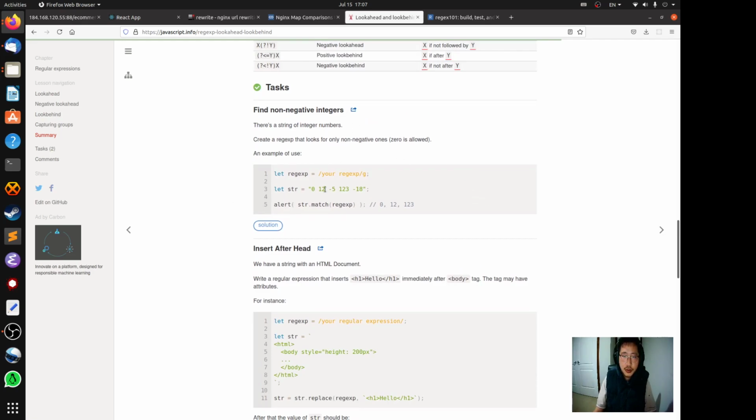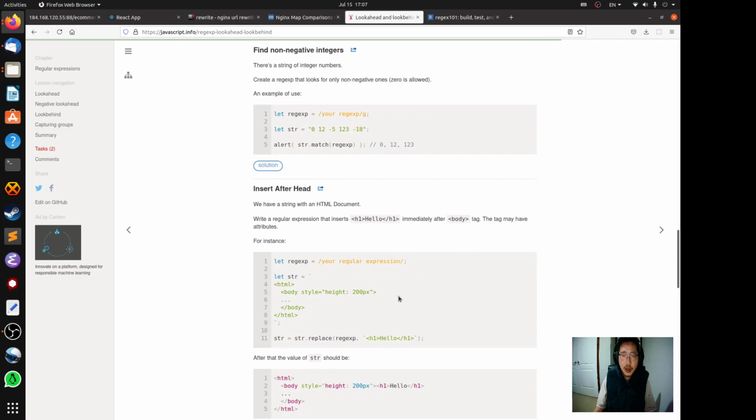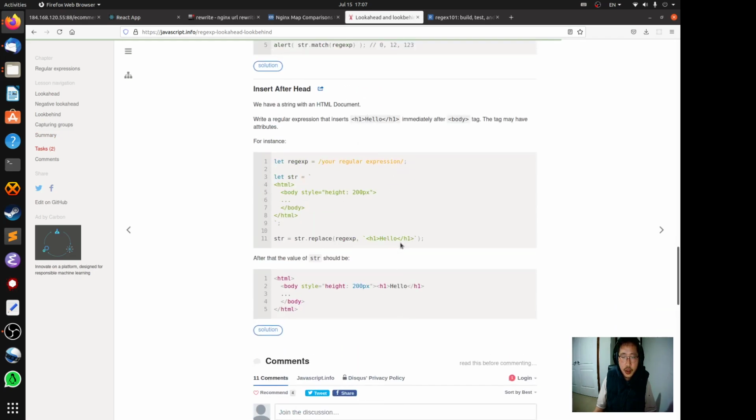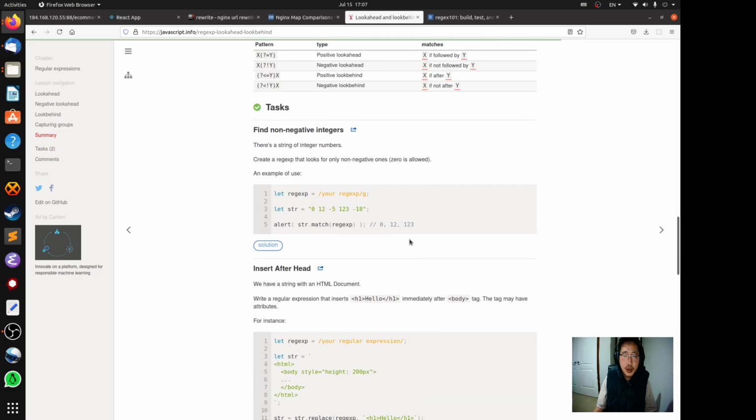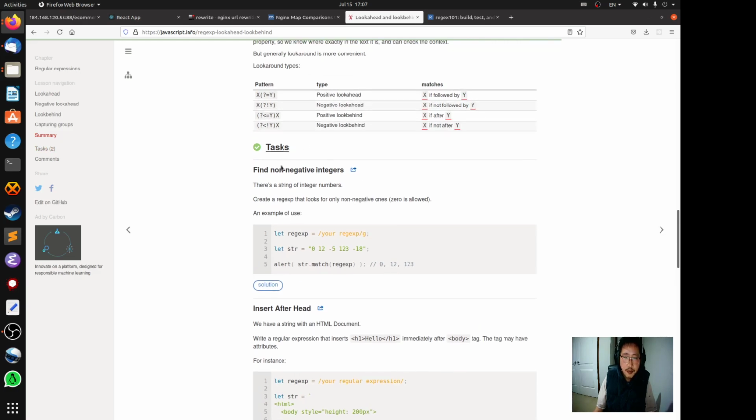Let me just do this one because this one involves JavaScript, which is outside of the scope of this treatise. Okay, it says find the non-negative integers. It says you have to formulate your own regex for this. Okay, that's a challenge.